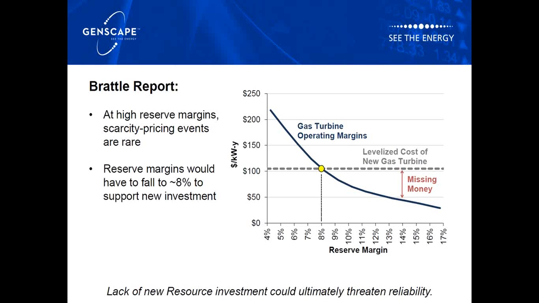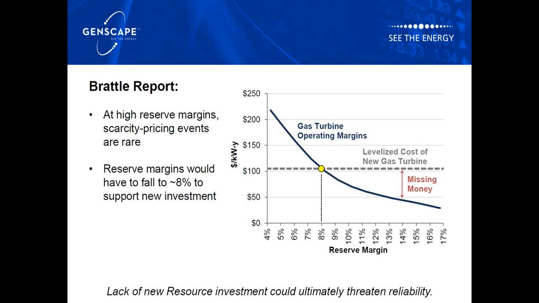So this all stems from a thing called the Brattle Report, which was published a few years back, maybe 5 years back. Here you can see a graph to the right, and the dark line represents gas turbine operating margins. The y-axis is dollars per kilowatt, and the x-axis is the reserve margin in percentage. The gray dashed line in the middle is about $100, the levelized cost of new gas turbines.